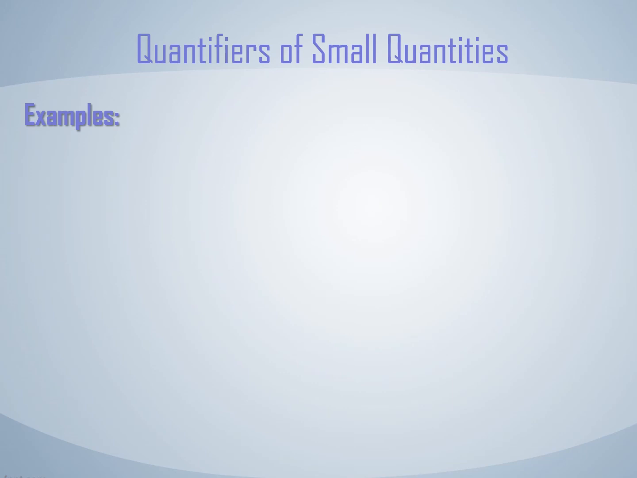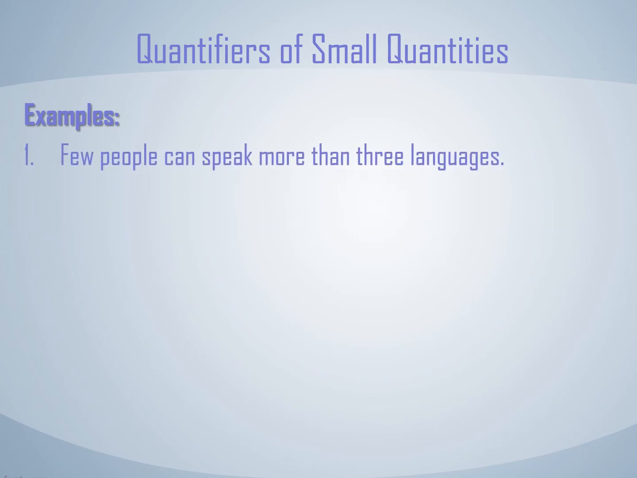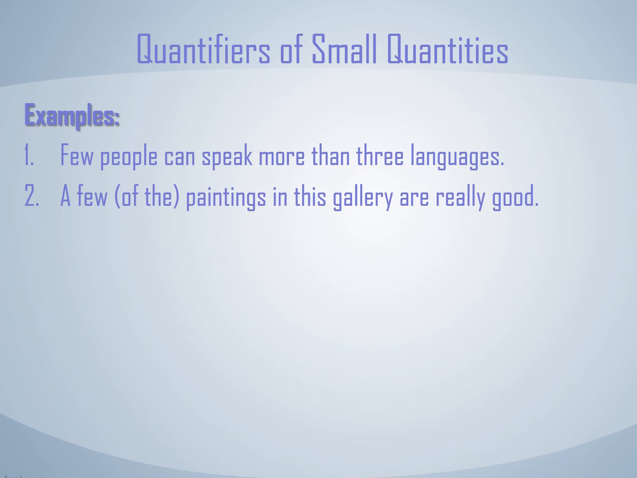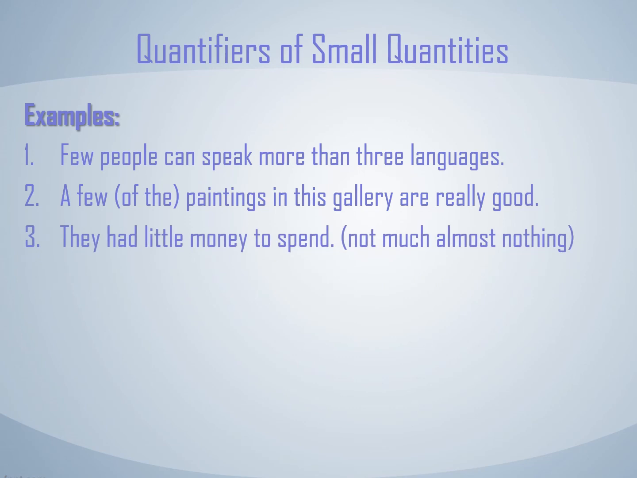Now example sentences we will see here. Few people can speak more than 3 languages. Now people, we have used few here. A few of the paintings in this gallery are really good. A few. Now paintings are a count noun, that's why a few. And I am giving you the idea that we use a few with count nouns. They had little money to spend. Little means not much, almost nothing. So if you want to say almost nothing, then you can use just little.